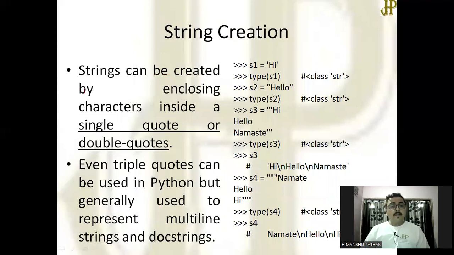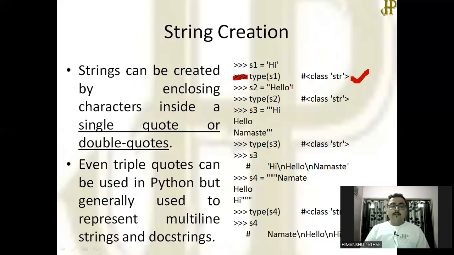A string can be created by enclosing characters inside a single quote or double quote, as I already told you. So here I have taken the example S1 is equal to hi. So hi will be the string. With the help of the type function, we can recognize that it is a class of str. Str means string. Clear? So in the first example, I have taken single quotes. In the second example, I have taken double quotes. So both can be used. There is no such difference.